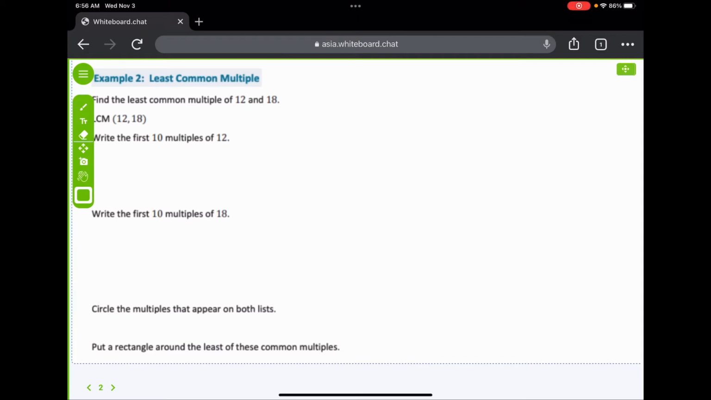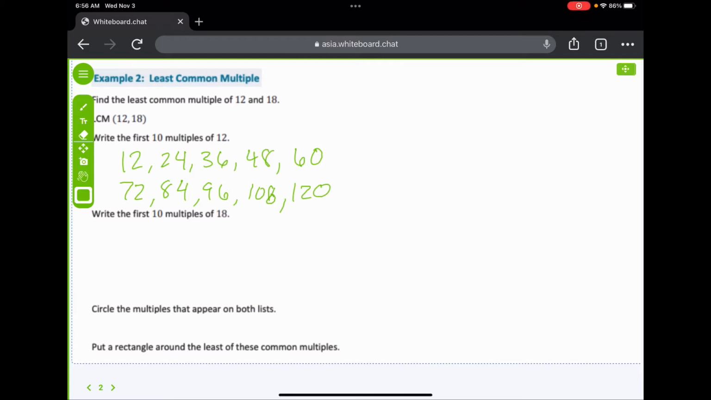So we would say 12, 24, 36, 48, 60. And then, instead of going a long way, I'm going to come down here and say 72, then 84, 96, 108, and 120. Okay, those are the first 10 multiples.